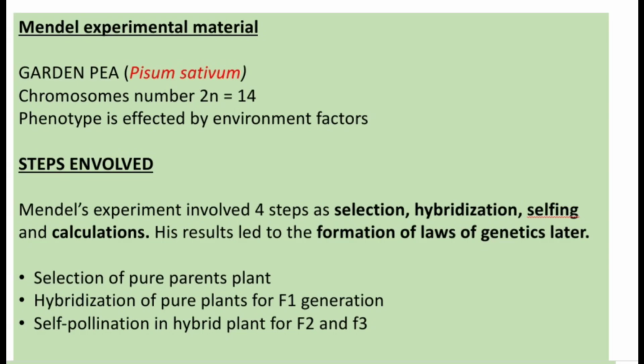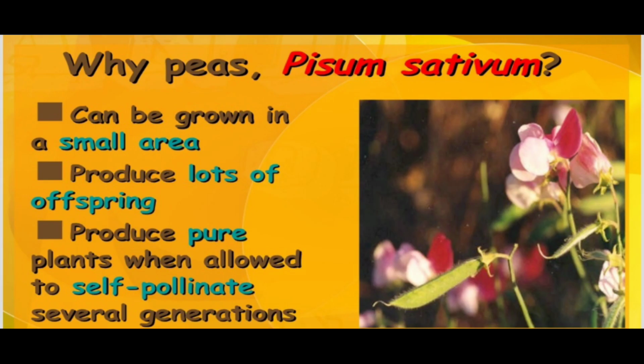Now let's study Mendel's pea plant experiments. But why only the pea plant? These peas are called Pisum sativum. The reason behind choosing the pea plant is that it can be grown in a small area, it produces lots of offspring, and it produces pure plants when allowed to self-pollinate for several generations.